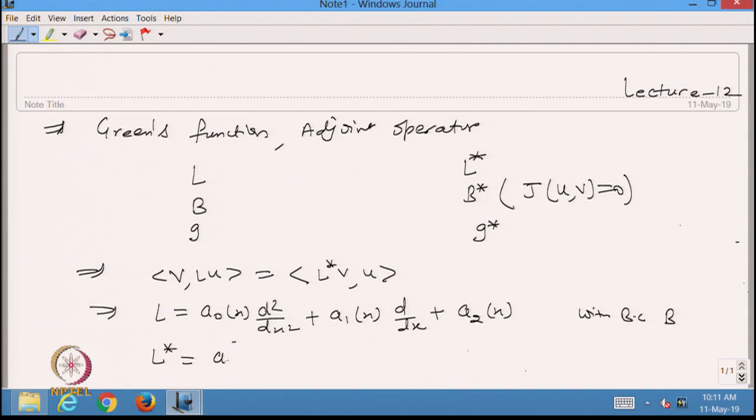That adjoint operator we can define as A naught of x d square over dx square plus 2 times A naught dash minus A1, which is a function of x, d by dx, plus A naught double dash minus A1 dash plus A2. So, that is the corresponding adjoint operator, and from here we can find the corresponding adjoint operator.